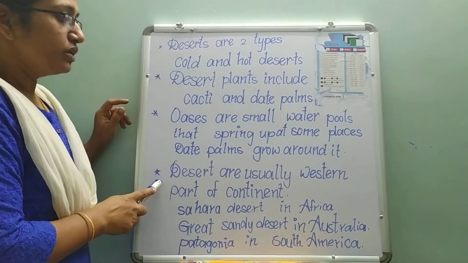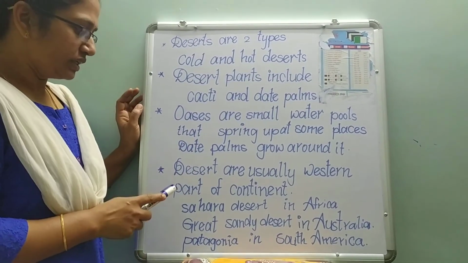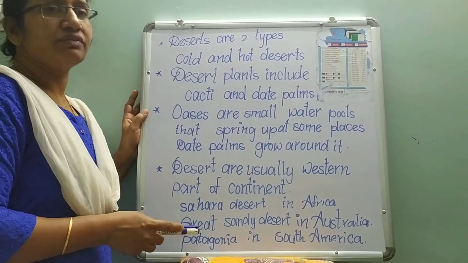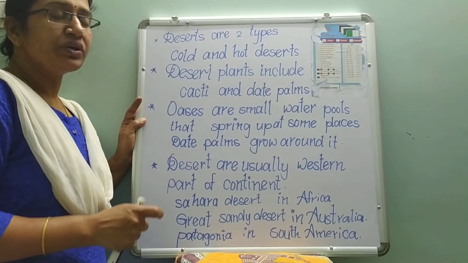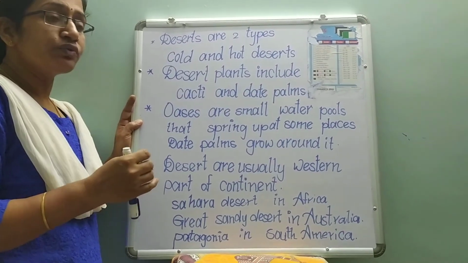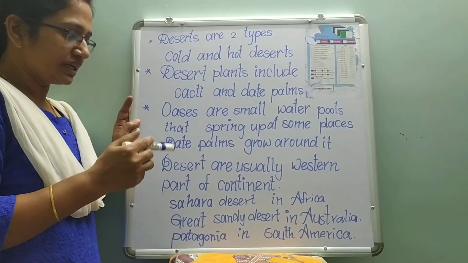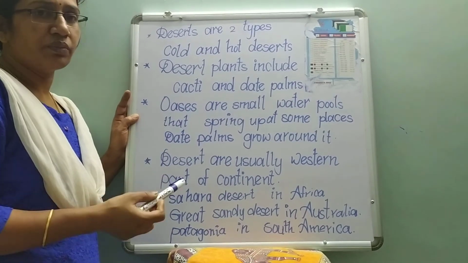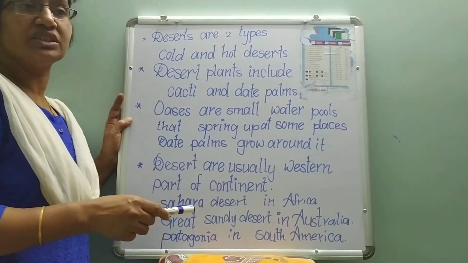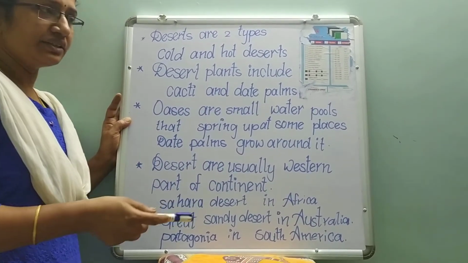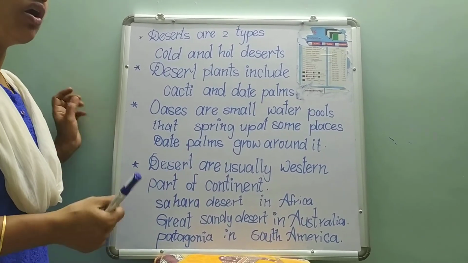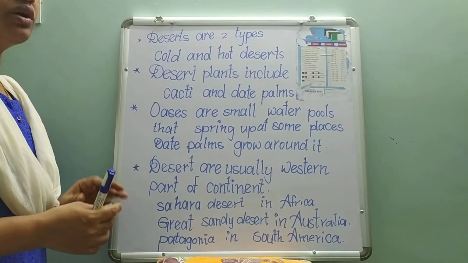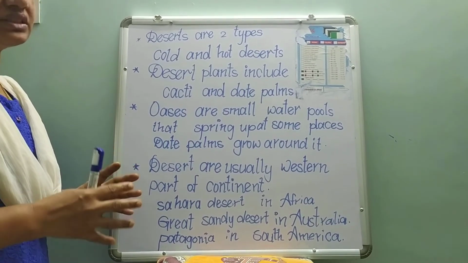Okay children. Deserts are usually in the western part of our continent. If you observe our continent Asia, in the western part of the continent, some deserts are formed. What are those deserts? These are worldwide famous deserts.